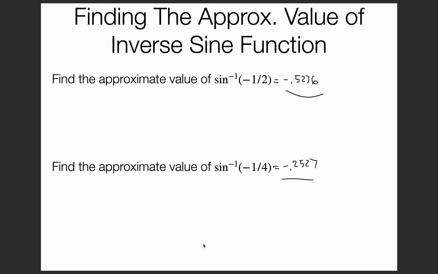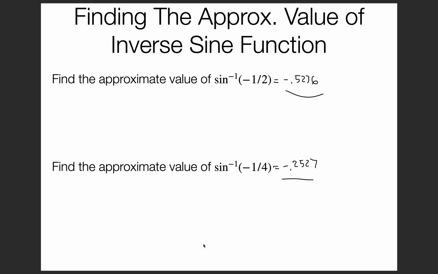Now be mindful of what mode your calculator is in. From now on you might as well just keep it in radians, unless I ask you something specifically in degrees. So both of these were radians, not degrees. The values are negative 0.5236 for sine inverse of negative a half and negative 0.2527 for sine inverse of negative a quarter. So that's it for the calculator type stuff. It's really simple. You'll be tempted to just do that for every question, but unfortunately it doesn't quite work that way.